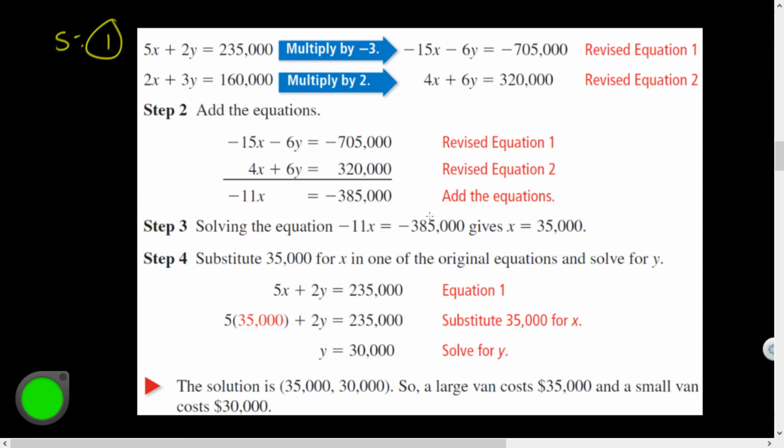So guys, check this out. If you multiplied those out, you'd get something like these. You would have added them together. The x's would get eliminated. You would divide both sides by -11, and you'd end up getting x equals 35,000. What does x represent in our problem?